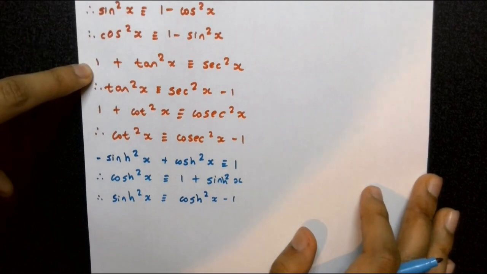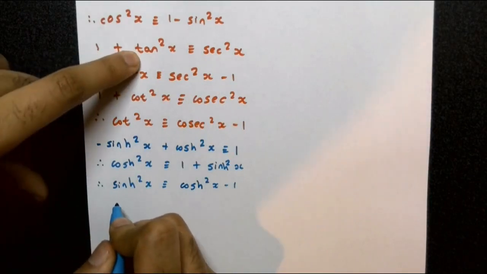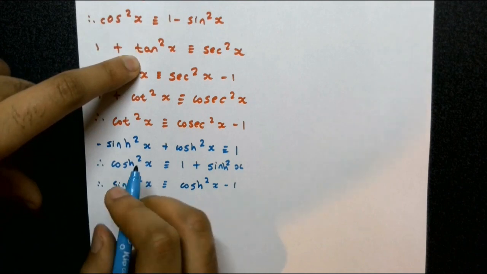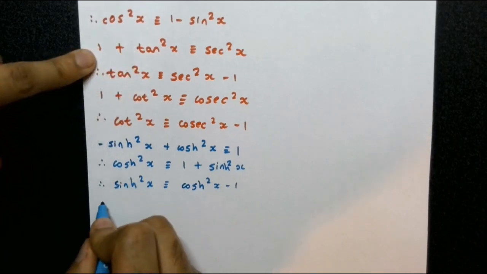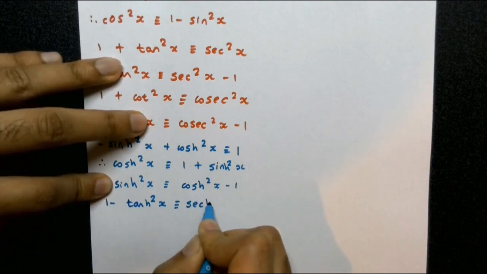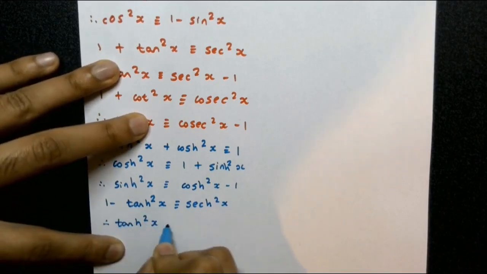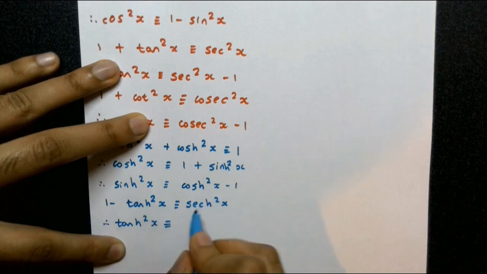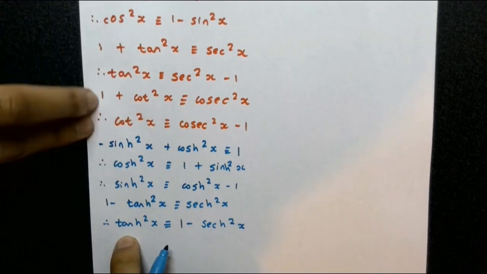And if we think about the corresponding hyperbolic identity for 1 plus tan squared equivalent to sec squared, again using Osborne's rule for the tan squared, the corresponding hyperbolic will be minus hyperbolic tan squared because of Osborne's rule. So we have 1 minus hyperbolic tan squared being equivalent to hyperbolic sec squared. And if we rearrange from here, hopefully you can see hyperbolic tan squared is equivalent to 1 minus hyperbolic sec squared.